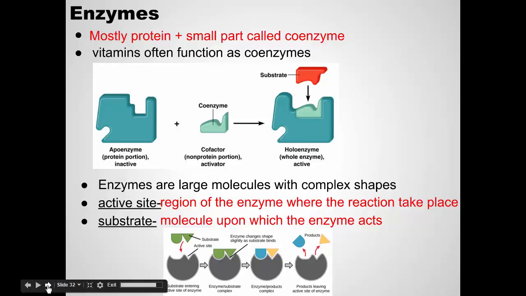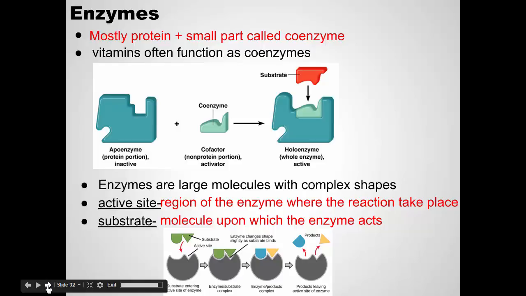Some enzymes don't have any coenzymes. They just work on their own as a single molecule and their shape is fine. But other enzymes may have one or more coenzymes or cofactors. And these are other molecules that need to bind with the original enzyme protein to allow it to function. Okay? And there's a couple words that we have for these things.